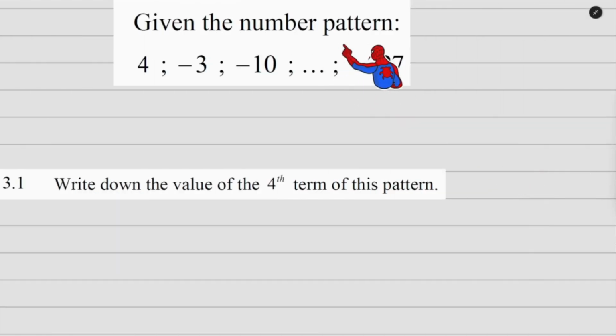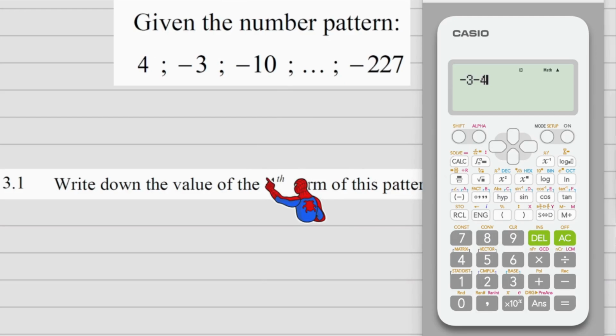Okay, we've been given a number pattern and we need the fourth term of this pattern. So we need to know what we're adding or subtracting every time. A quick way to figure it out is you take the one on the right, put that first, and then minus the one on the left over here. And we can see that gives us minus 7. So we're subtracting 7 every time.